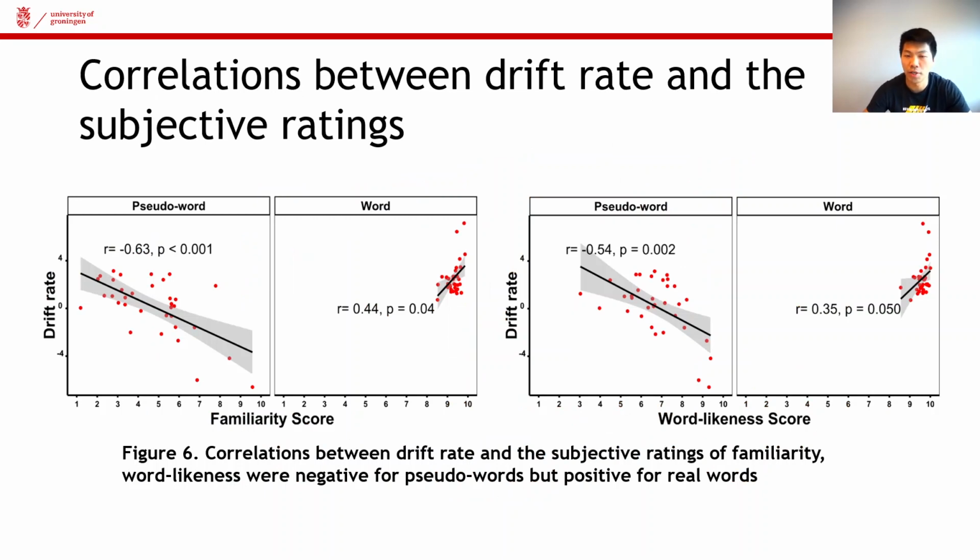To explore the correlation between the drift rate and the subjective ratings, we found that the drift rates during this lexical decision making correlate positively with the familiarity score and word likeness score, but only for words. And the pattern was reversed for pseudo-words. This shows that familiarity and word likeness speed up the evidence accumulation on words, but slow down the evidence accumulation for pseudo-words.